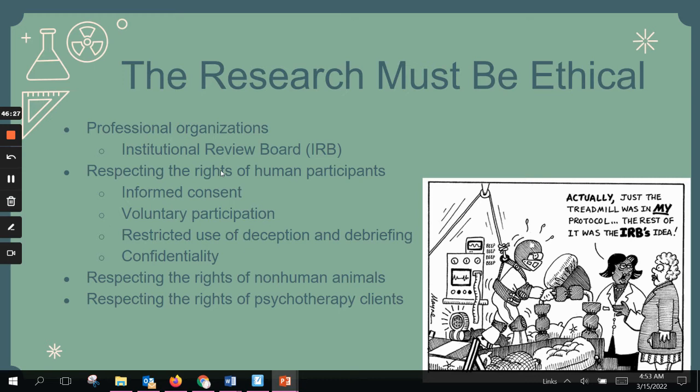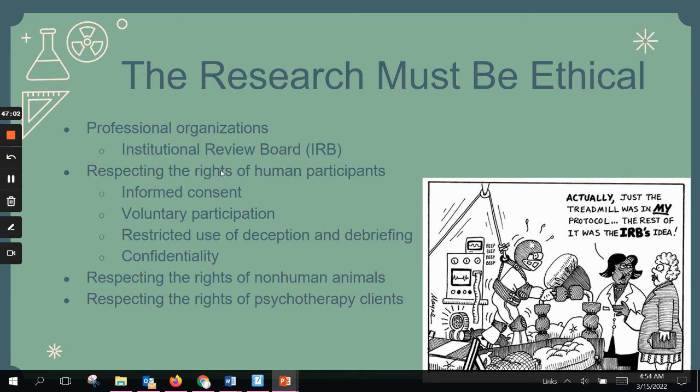And then we have to respect the rights of psychotherapy clients. I'm not really sure why it talks about psychotherapy in this section, because it doesn't really have anything to do with research. But when we talk about respecting the rights of psychotherapy clients, all information must be confidential. So a therapist cannot go and talk about their client with anybody else. If they do so, a records release has to be signed. So the patient has to sign and say, yes, you can talk to this person about it.